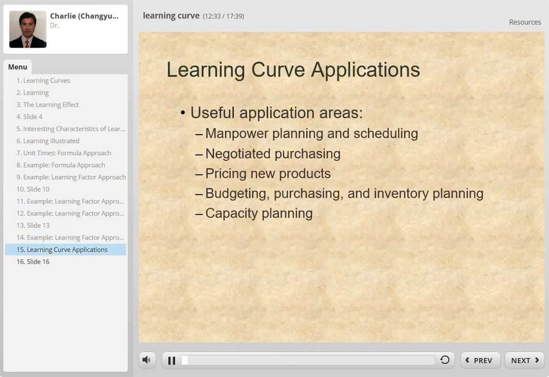This learning curve calculation tool can be used in a lot of places. For example, manpower planning, scheduling, negotiated purchasing, pricing, etc. What is interesting here is that, for example, when we contract a job to a contractor, they will negotiate with us a certain amount of charge, and then they will charge us based on hours. So where does this hour come from? If they give us an hour figure, do we believe it or not? Now that's the interesting part.